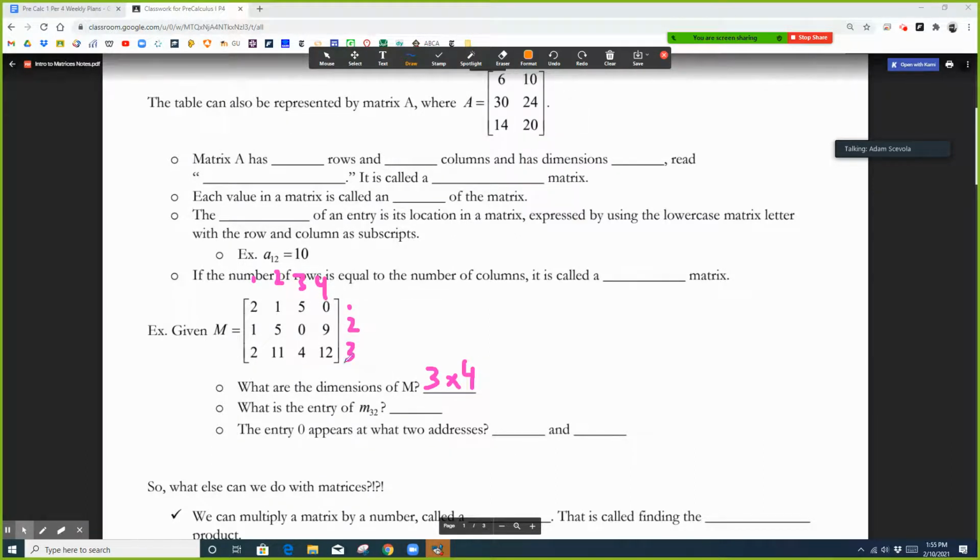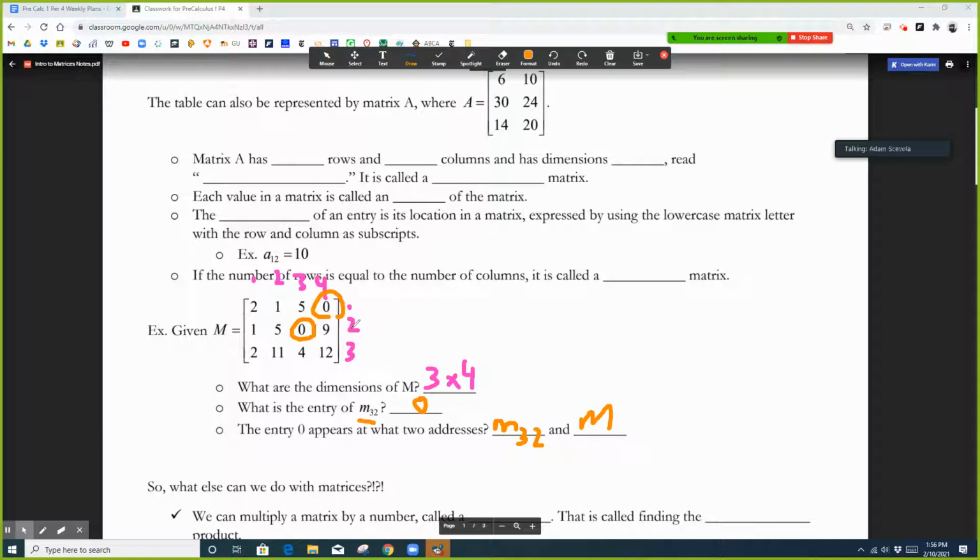Now, if it asks you for a specific entry, what's M3 of 2? So that's third row, second column. All right, that's going to be 0. And then 0 appears at 2 different addresses. So we know it's going to be at M, lowercase m, because that's the name of the matrix, 3 by 2, because we just did that. But then also here, that would be at M.